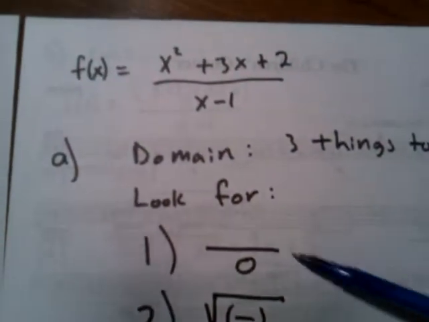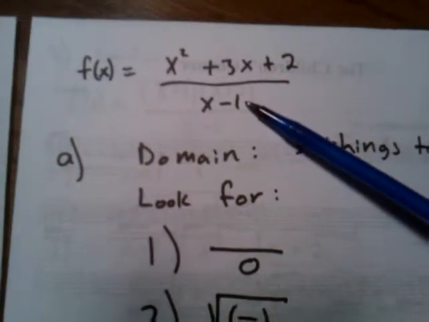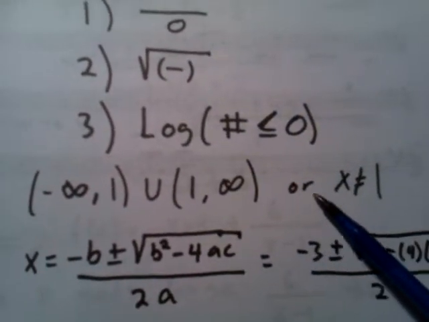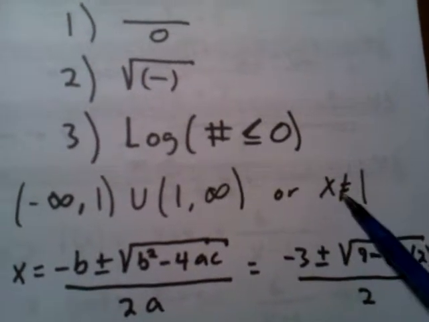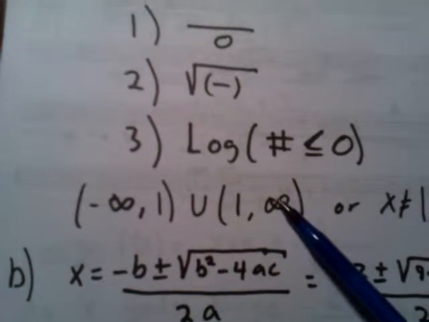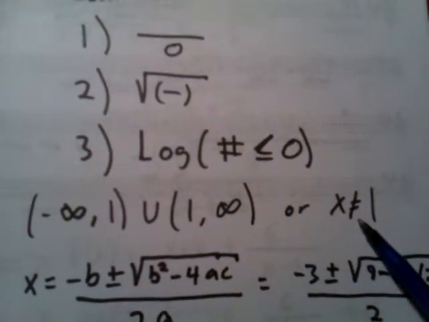In our case, the only thing we have to worry about is dividing by 0. And that happens when x is 1. So we know that x cannot be 1. You can write it as a union of these 2 intervals, or you can just say that x is not equal to 1.